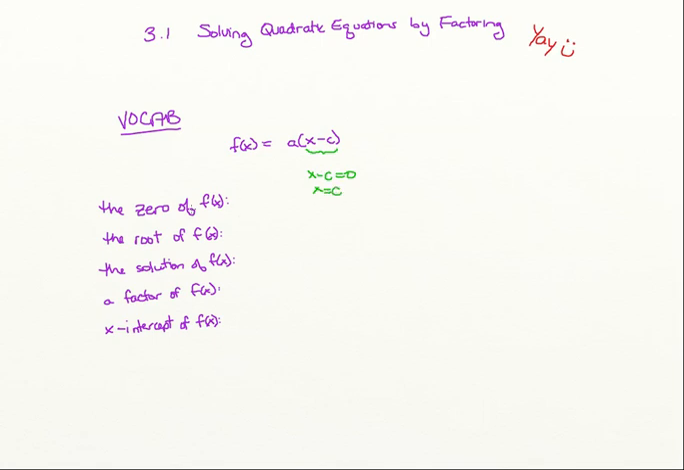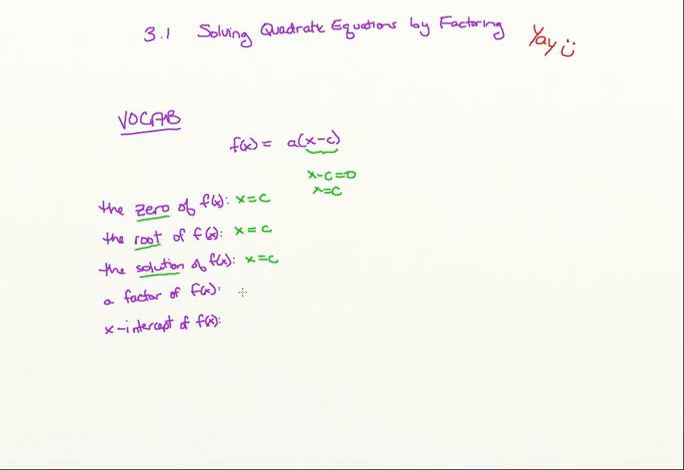So in this case, if I wanted to find the 0 of f of x, that would be x equals c. If we're asked to find the root of f of x, that is the exact same thing as the 0 of f of x, so that is x equals c as well. If we're asked to find the solution of f of x, that is the exact same thing as root or 0 of f of x, so it's x equals c. Yes, there are 3 different ways you can say the same thing.